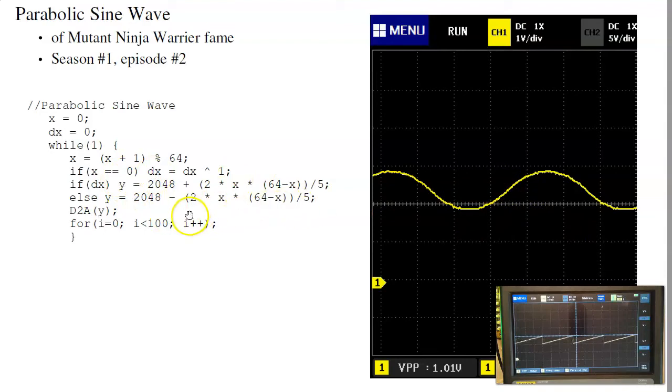If I output that to the D2A converter, this is what I get. Again, these aren't actually sine waves, that's a parabola. The way you tell it's not a sine wave is you look at the harmonics. A sine wave has no harmonics. This one actually does have a third harmonic. It's small. It's down by a factor of 3 cubed, 27. But it is there.